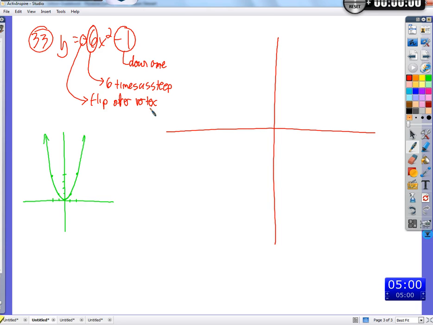To be safe, let's do all these things in the order that they would happen, right? The order of operations. Okay. First, x squared gets multiplied by 6, changes the steepness. Then, multiplied by negative, goes upside down. Then moves down one. Okay? That'll probably be the easiest thing to do. And we could do those first two things with each other, right? Make it 6 times steeper and then flip it over. So if we look at the graph of y equals x squared, then we see 0, 0, right?